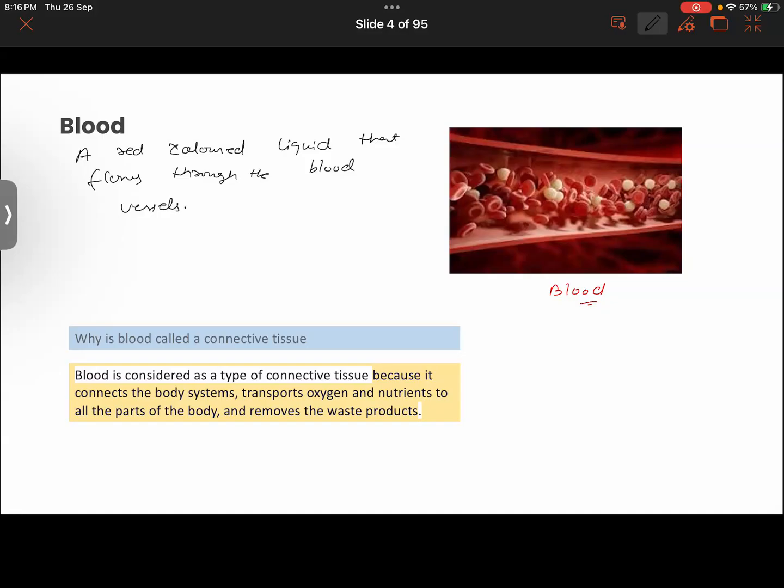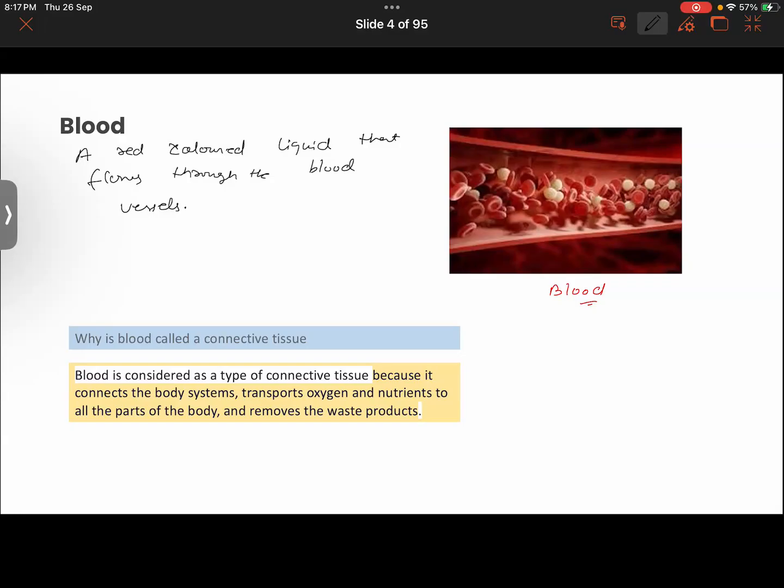Further, blood is called a connective tissue. Why is it called a connective tissue? By the term connective itself, it means something is being connected here. It must be connecting something. That's why it is called a connective tissue. Getting it, Aman? Razan?